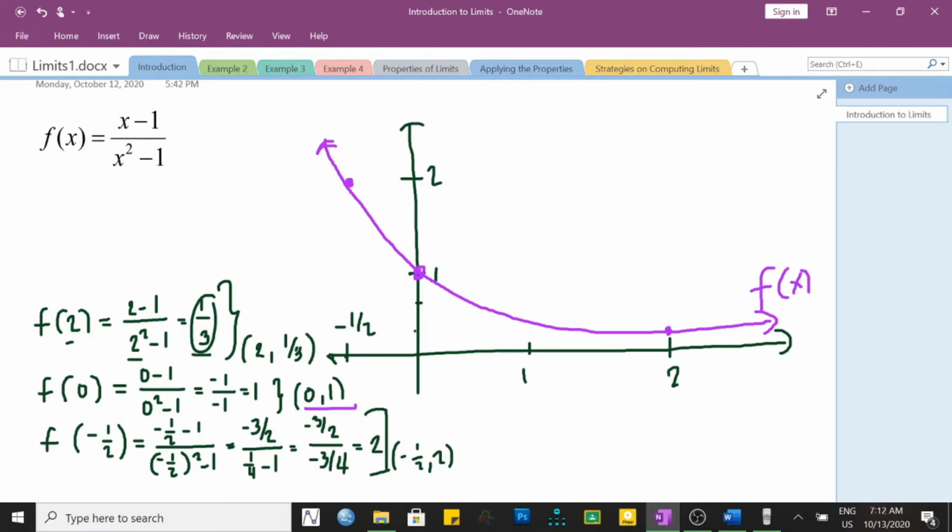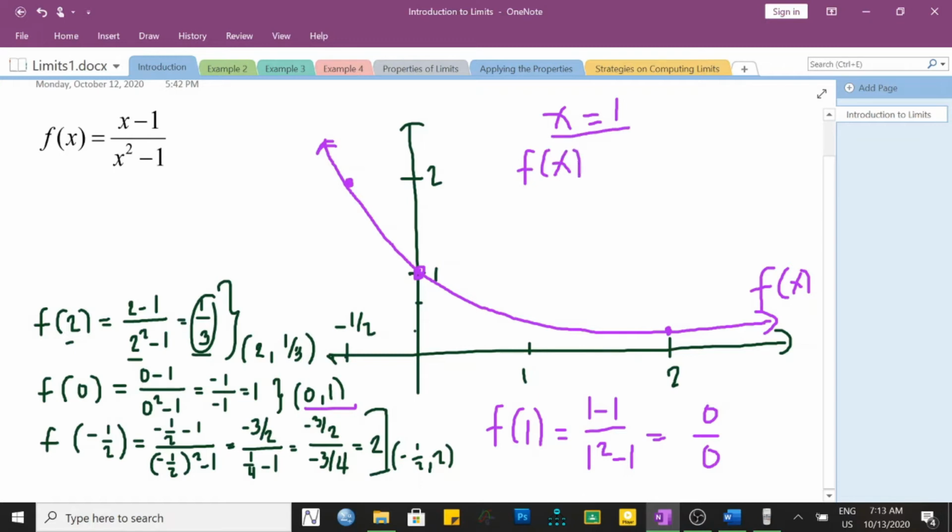Now, let us continue evaluating the function, but this time at x equal to 1. What happens to f of x if x is equal to 1? Let us compute. We have f of 1 is equal to 1 minus 1, substituting it to the function, over 1 squared minus 1. We have 0 over 0. And again, 0 over 0 is not really a number. This is an indeterminate form. So f of x at x equal to 1 is indeterminate. Now, what does that imply in our graph?